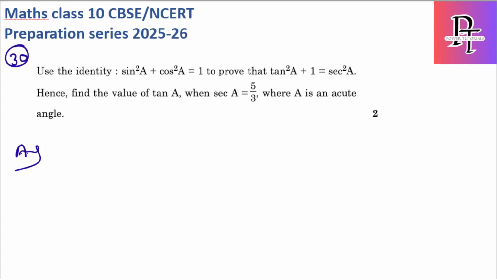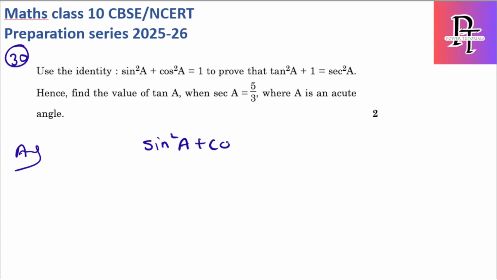I'm saying the trigonometry chapter is a very important chapter because the 7 marks weightage is very high out of 80 marks. Okay, let's solve this last question for today, which is sin square plus cos square is 1. You have to prove tan square a plus 1 is equal to secant square a, and find the value of tan a when secant a is given. So this is very easy, just divide by cos.